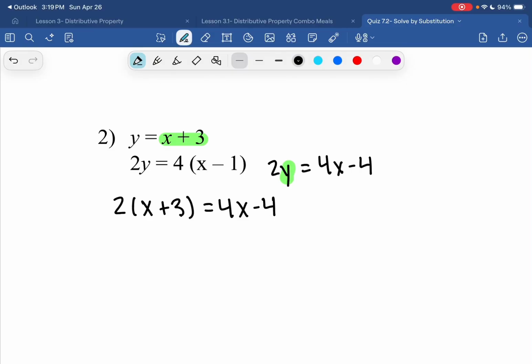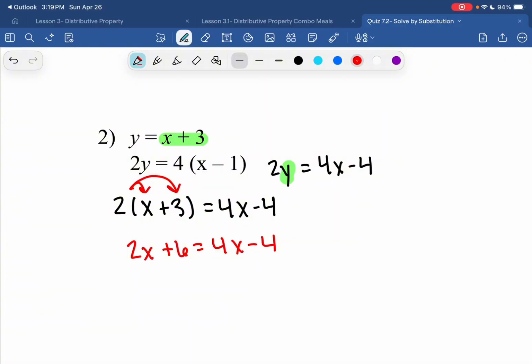All right, I'm going to have to distribute again. So 2 times x is 2x, and 2 times 3 is 6. All right, remember, to solve for a variable, variables must be on one side, numbers on the other. So I'm going to move my variable to the left. Remember, if you want to move it to the right, that's fine. I just find it more comfortable to move to the left, numbers on the right.